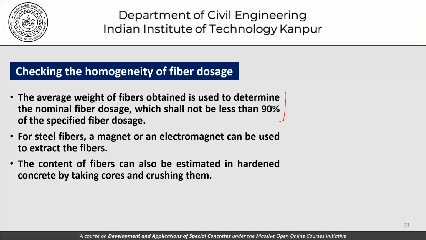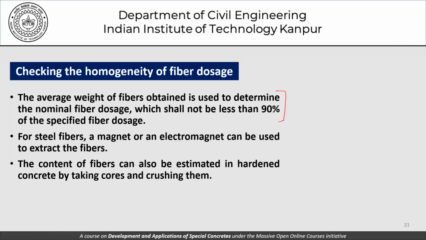So obviously, once we do this kind of sampling, it need not meet the exact number that we had thought of. So if we had put in 2% in a given sample, it can be plus or minus a little bit, and that's what the code tells us, that it should not be less than 90% of the specified dosage. For steel fibers, a magnet or an electromagnetic method could also be used for extraction and measurement.